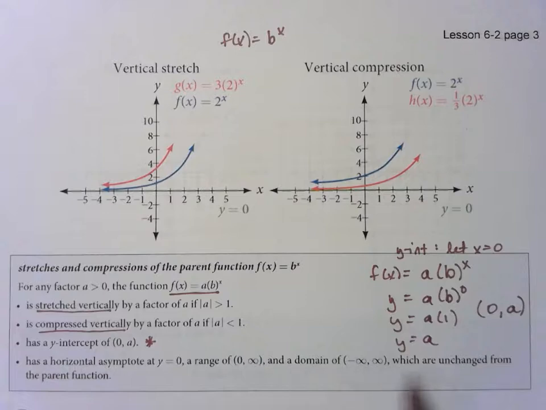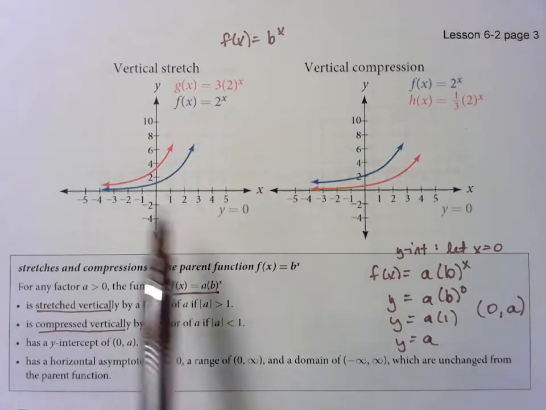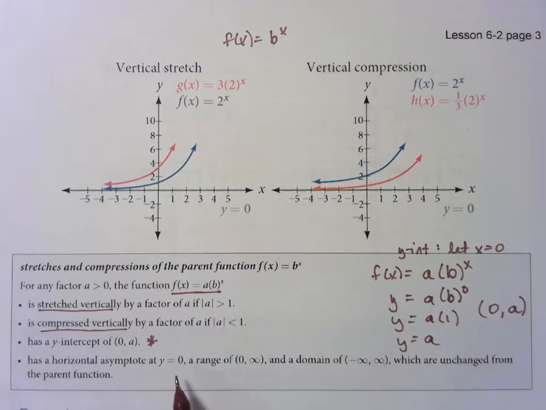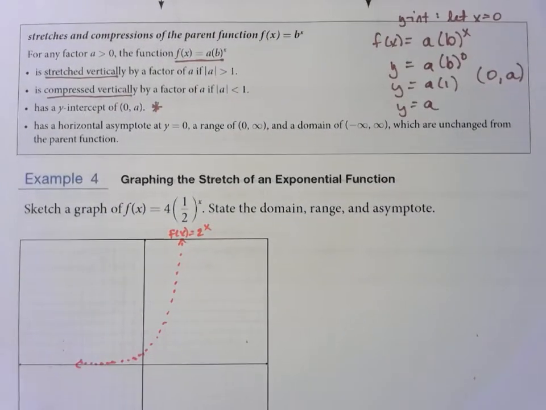This next line is the same as all the previous pages. The horizontal asymptote is still y equals 0. If you just stretch it or compress it, it doesn't change where it falls on the grid. It just makes it taller or shorter. It still has a range of 0 to infinity, and it still has a domain of everything. Okay, so let's look at an example.